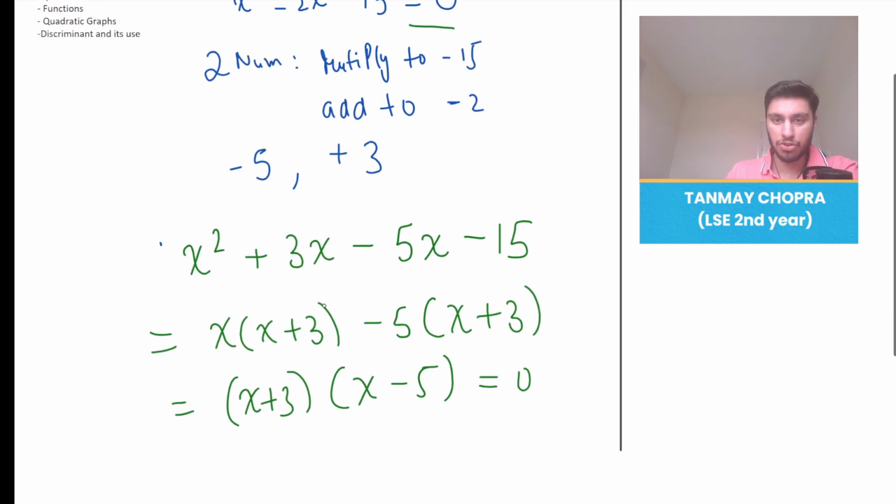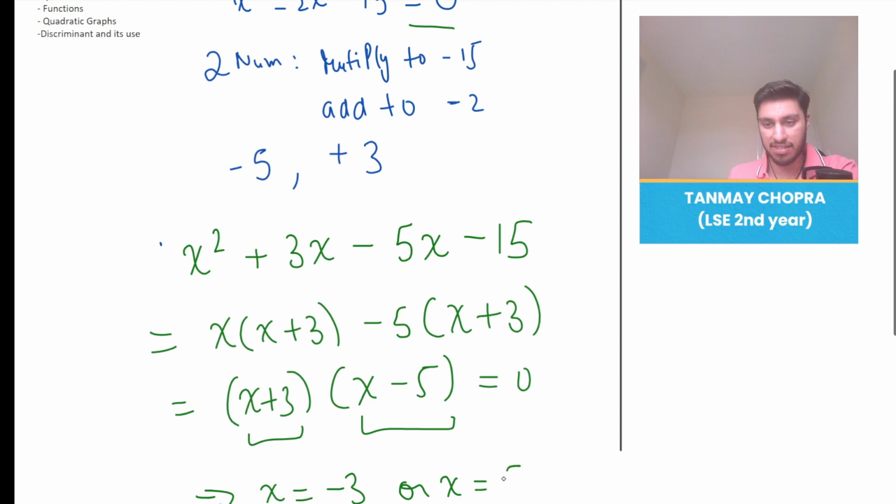Once we have that, I'm going to scroll down a bit. We see that the only way this expression can be 0 is if one of these brackets is 0. So I need either x plus 3 equal to 0 or x minus 5 equal to 0. This implies either x equals negative 3 or x must be equal to 5. These are the only two solutions. X equals 5 would make the second bracket 0, x equals negative 3 will make the first bracket 0. So that's basic middle term splitting and solving a quadratic.